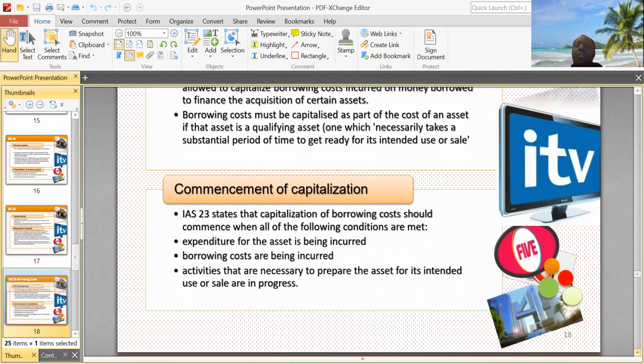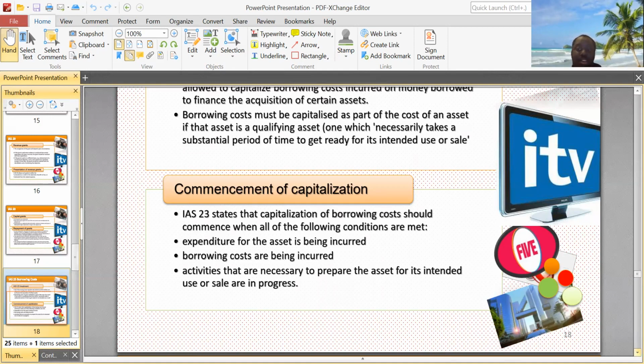if the asset is a qualifying asset. Now let's talk about commencement of capitalization. Commencement, at what point do we begin to capitalize? IAS 23 states that capitalization of borrowing costs should commence when all of the following conditions are met. Very, very important. So what are these conditions? Number one, expenditure for the asset is being incurred. Number two, borrowing costs are being incurred.